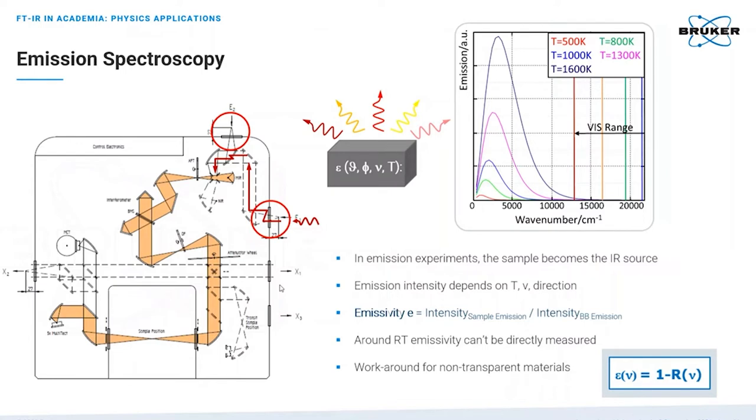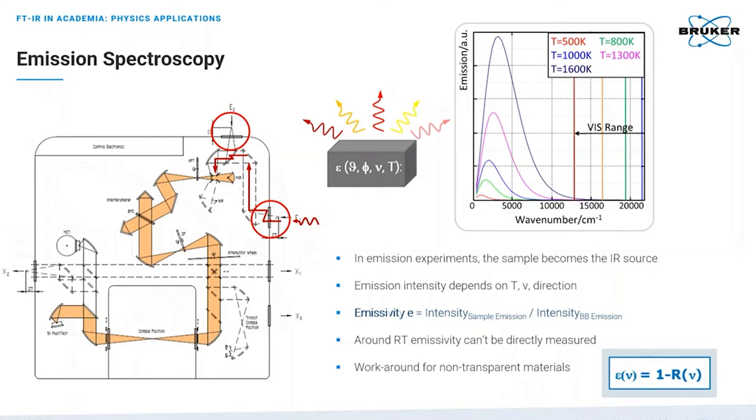A very important term in emission experiments is emissivity, because with this term, the emission of real-world samples is usually described. Emissivity describes how effectively a sample emits radiation in relation to the perfect and idealized black body at the same temperature. So a general definition is simply the intensity of the sample emission divided by the theoretical black body emission. As the black body has maximum thermal radiation, the emissivity of a sample will always be between 0 and 1. And further, by definition, the black body emissivity is 1.